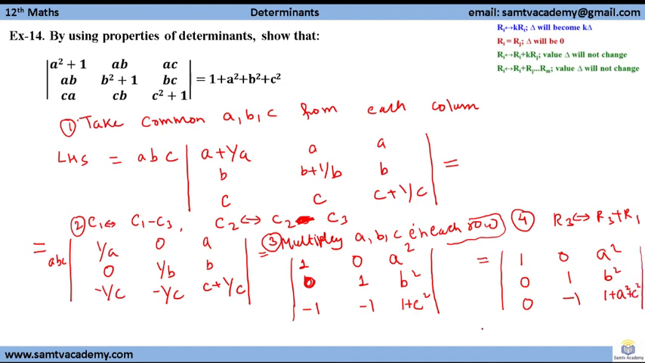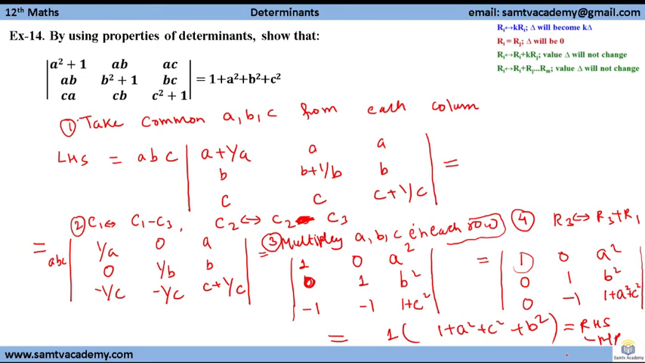Okay, now we will expand along this. So I hope you have understood. So last step will be, if we expand along this, so 1 is there, and we expand this, means 1 plus a square plus c square, and this will get minus. So this is the answer that we are going to solve, that it is equal to the right hand side. So we have proved this, hence proved.